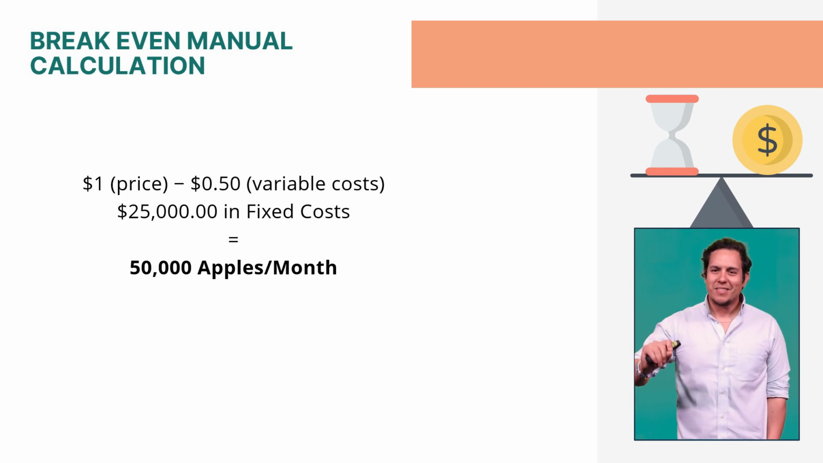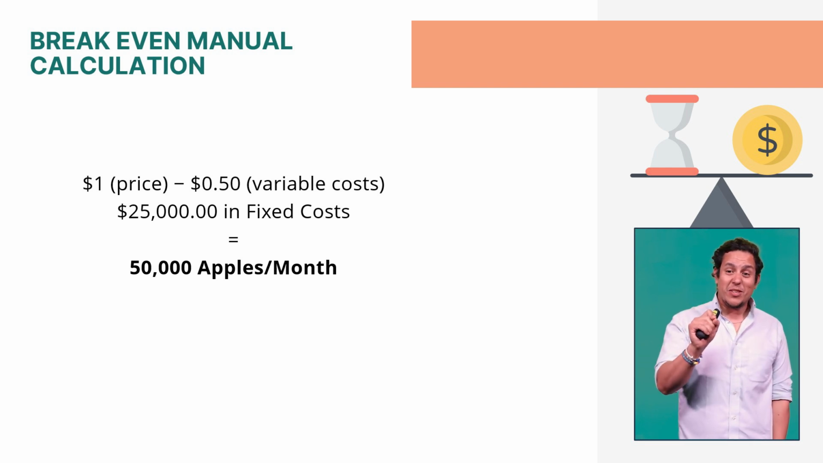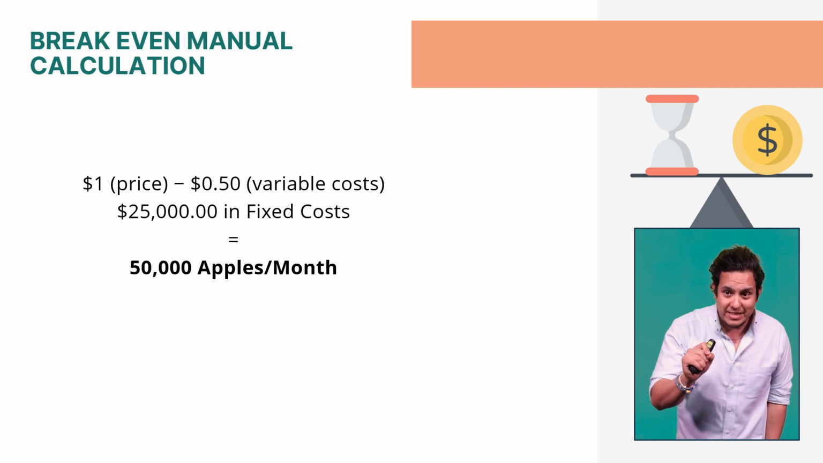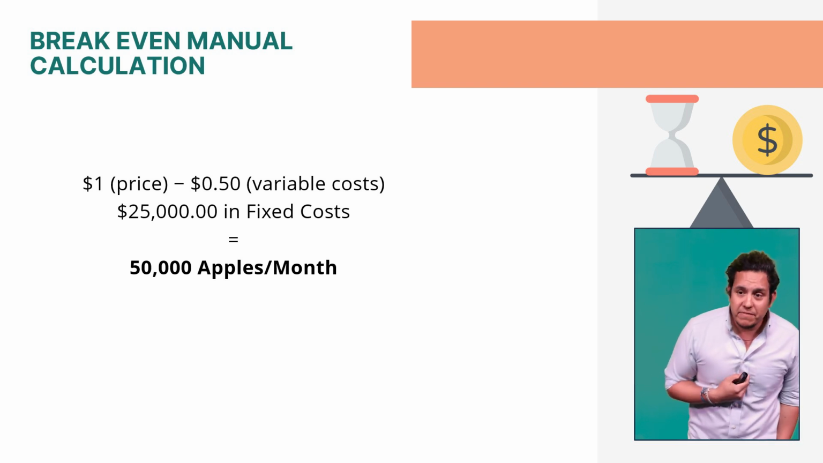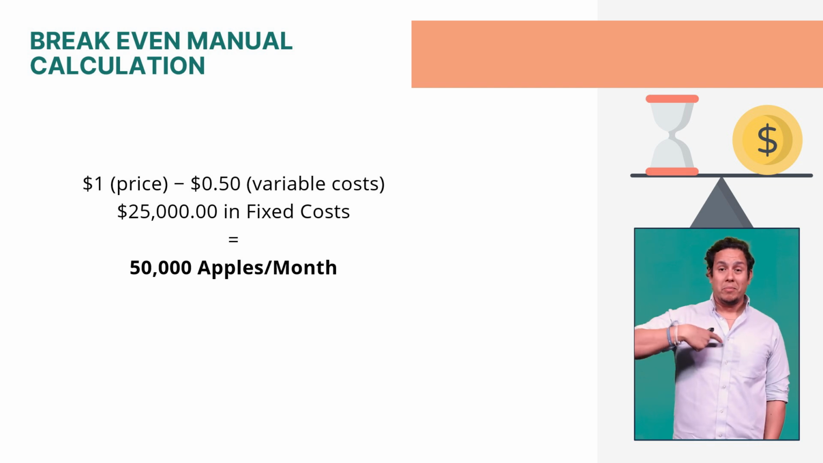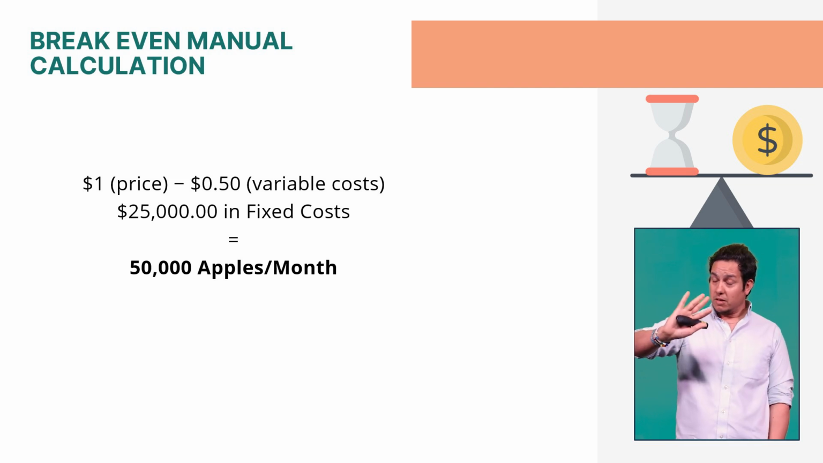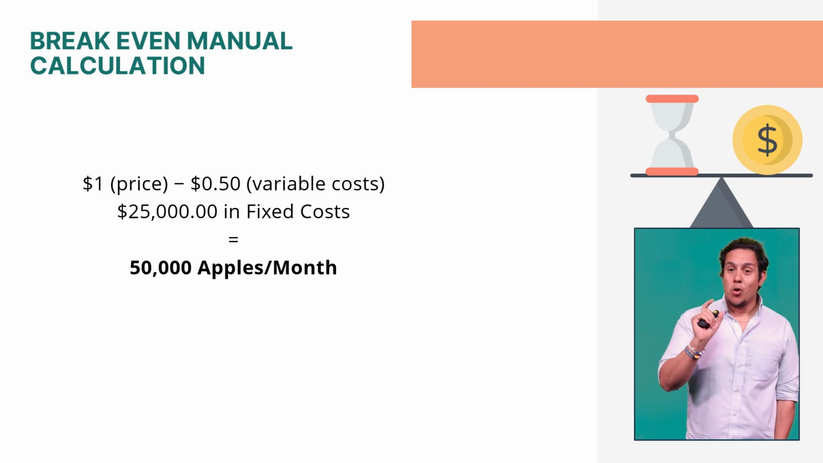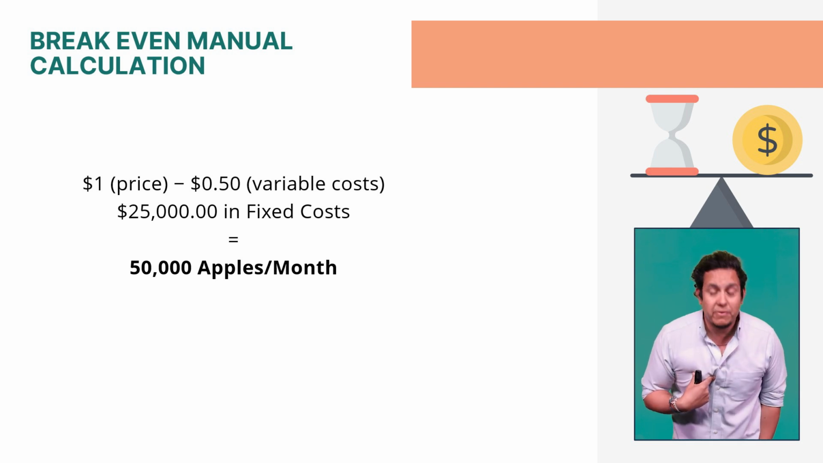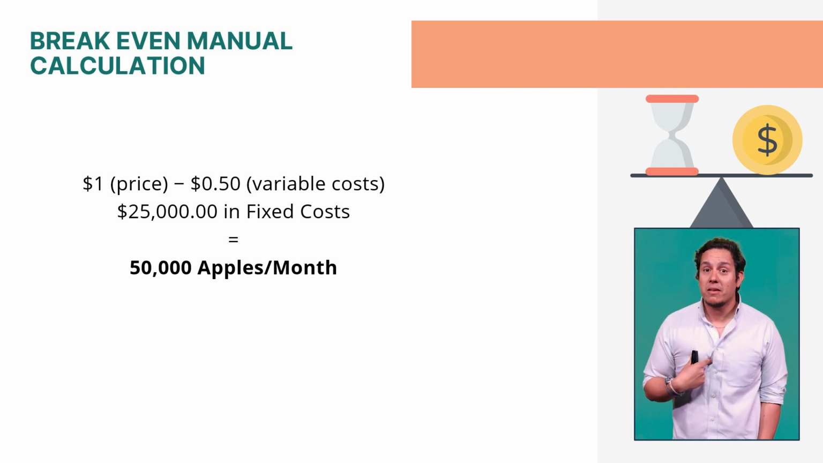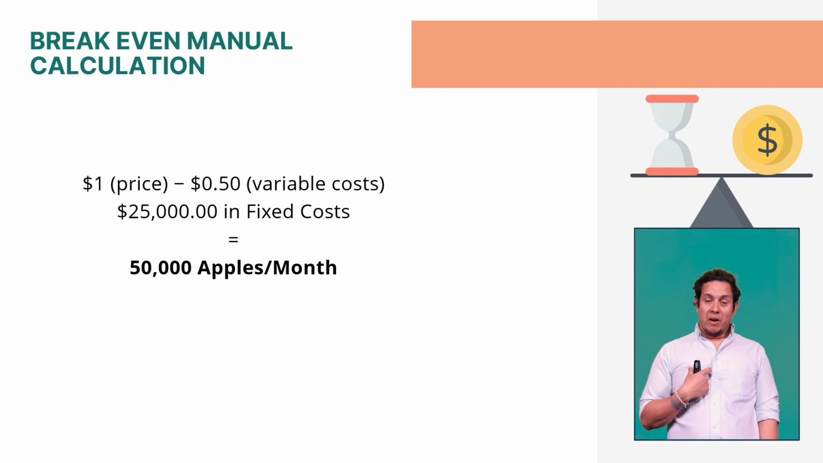$1 minus 50 cents, that's going to be 50 cents. So $25,000 divided by 50 cents, that's going to give us 50,000 apples a month. So what you're telling me, this is the analysis, is that in order for my company to break even, I need to sell 50,000 apples a month to break even.